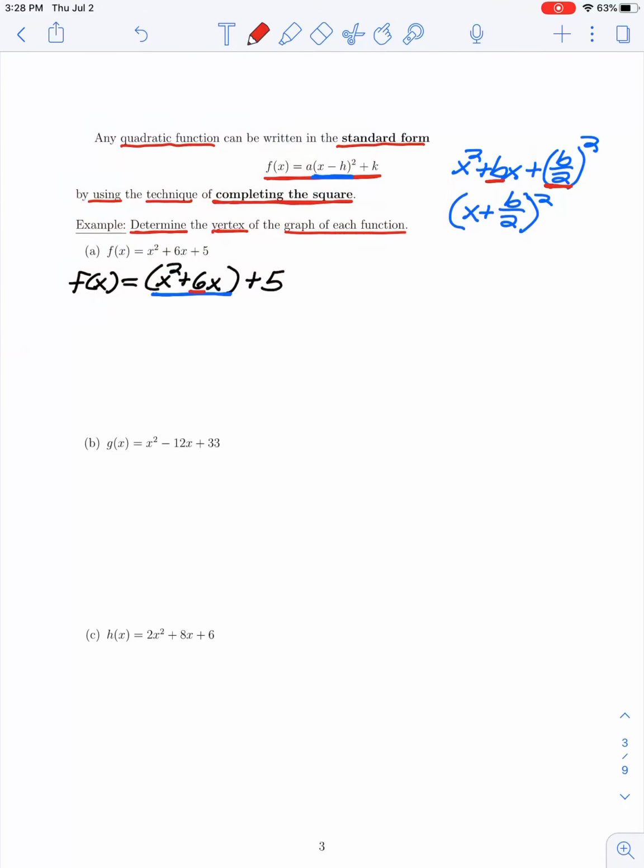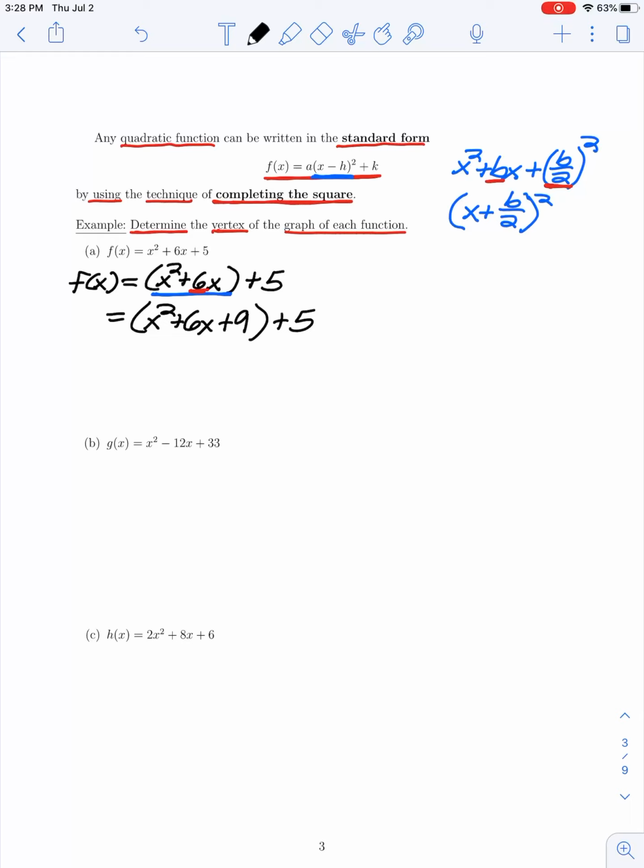So in my example in part A, we have x squared plus 6x. So my coefficient b here is 6. So the term that I want to add on the end is half of that value, which would be 3 squared. Now 3 squared would be a value of 9. So I'm going to add 9 on the end of this expression. And then I had my constant plus 5 on the end.